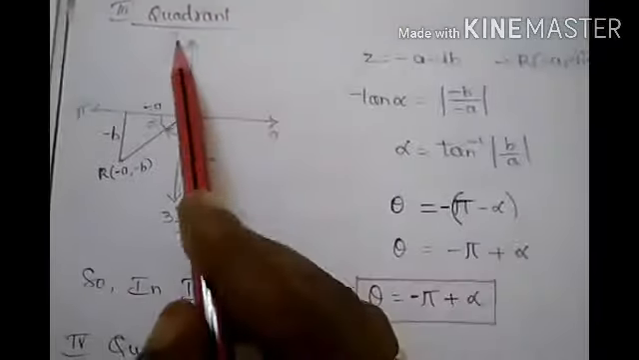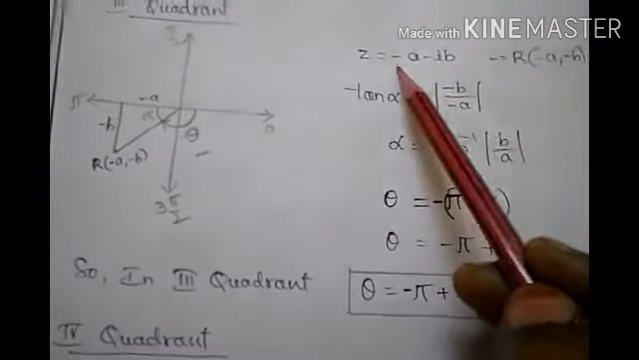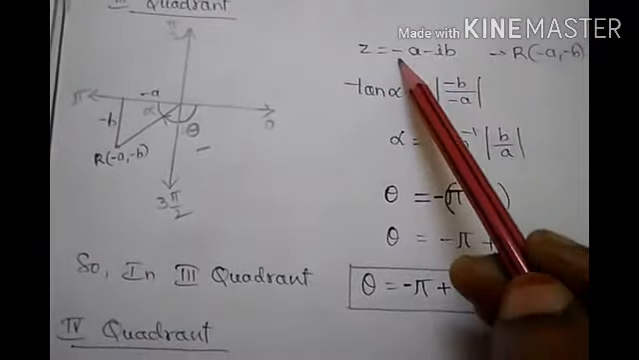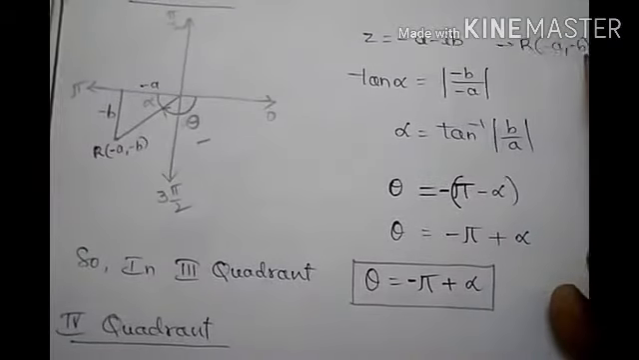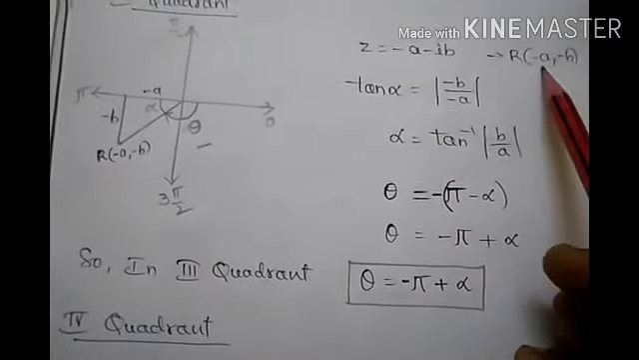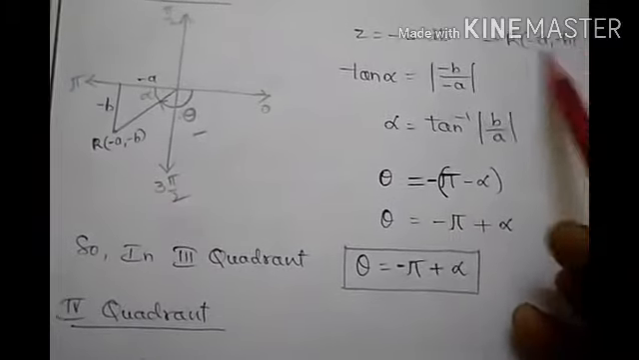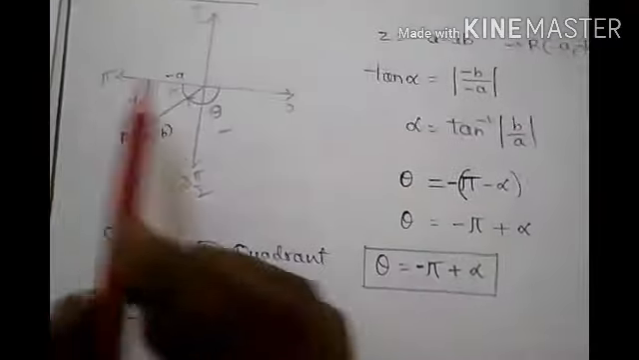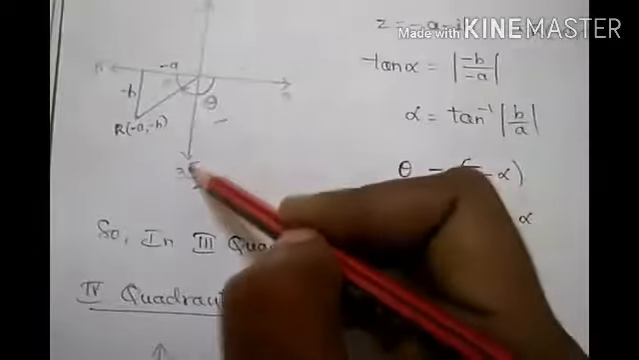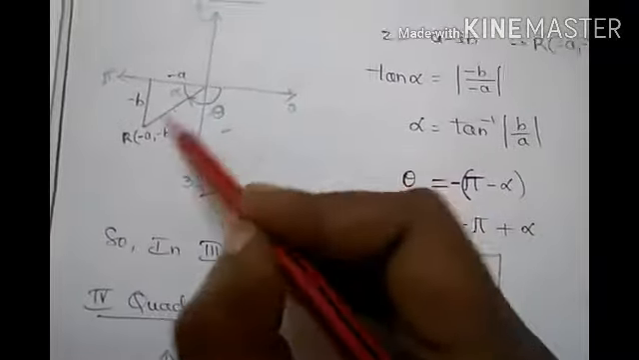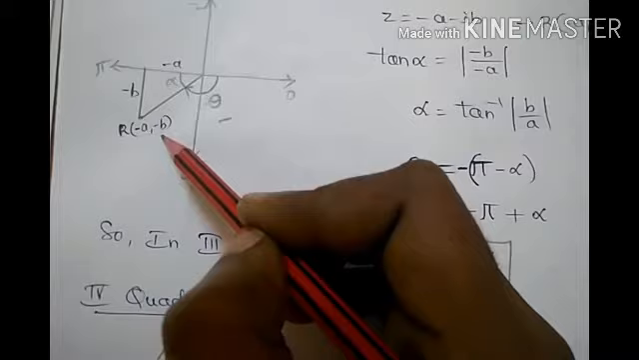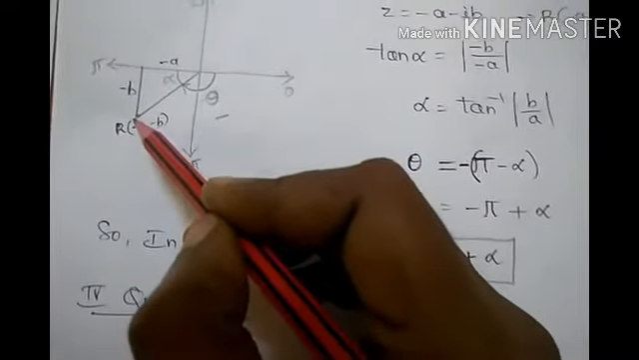Let us see the third quadrant. In the third quadrant, the complex number z is equal to minus a minus ib. Here the point is minus a comma minus b. Both the real part and the imaginary part are negative. So we take the negative real axis and the negative imaginary axis. The point minus a comma minus b lies in the third quadrant.